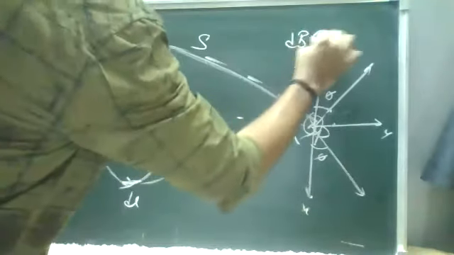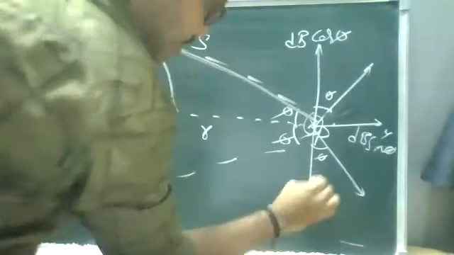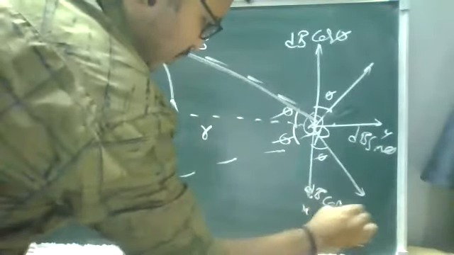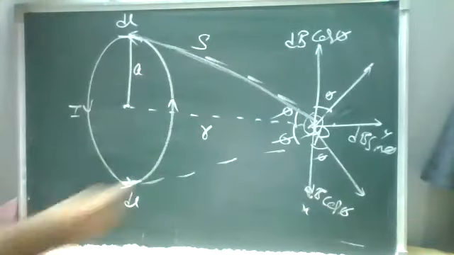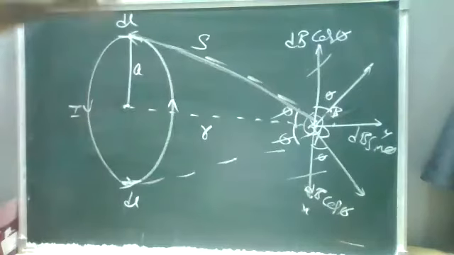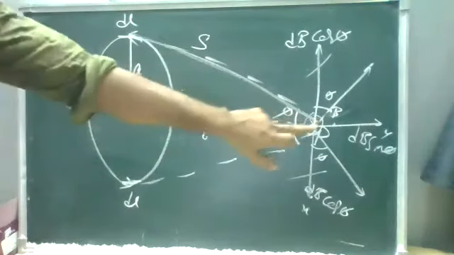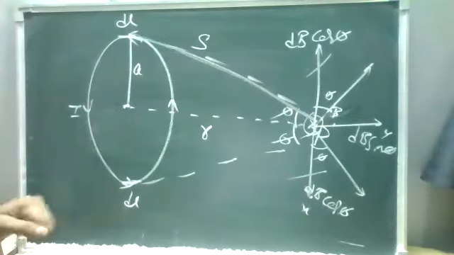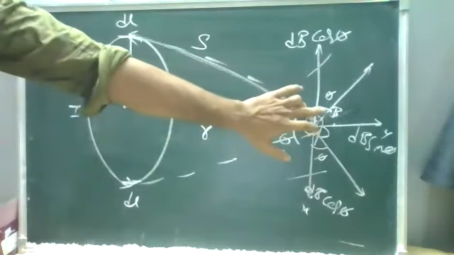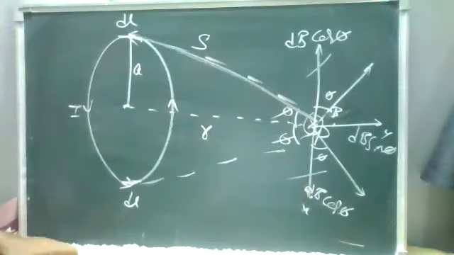It is dB cos phi, and it is dB sin phi, and it is dB cos phi. These dB cos phi components are in opposite directions, so they will get cancelled. We need to find the magnetic field at the center, so B is nothing but your dB sin phi. When you integrate it, I'm going to derive the final equation on the same axis. The magnetic field at the point will have some vector product, so they'll have some angles with respect to the axis.